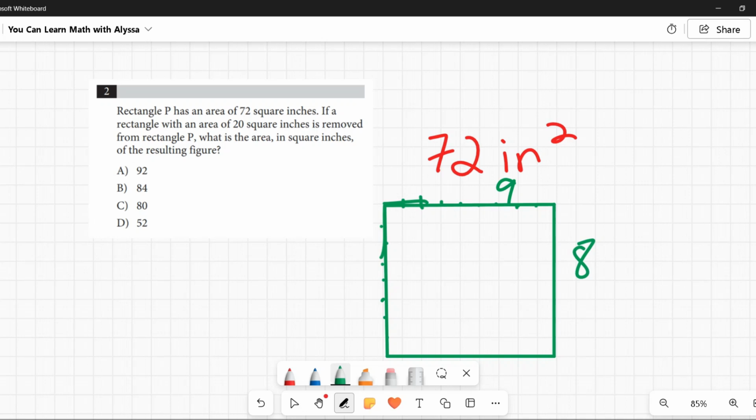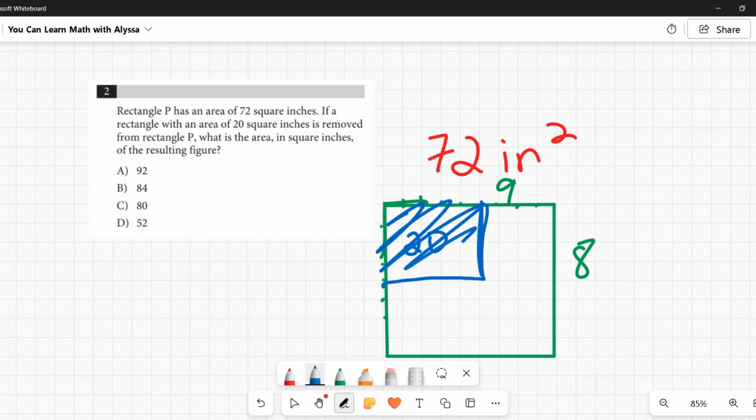There's a lot of varieties of rectangle this could be. This could be 2 by 36 inches. It doesn't matter. What matters is that there's 72 square inches. So if I remove 20 square inches, so that'd be like 1, 2, 3, 4, 5, 1, 2, 3, 4. I'm removing 20 square inches. Those are now gone. What is left?